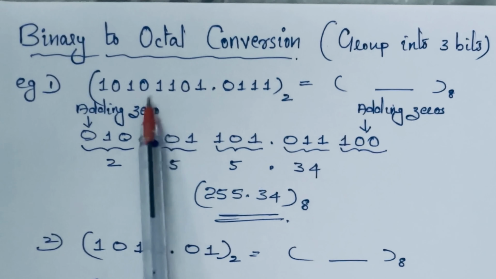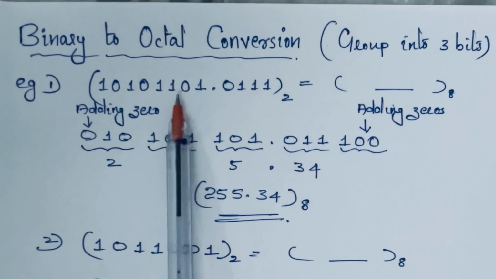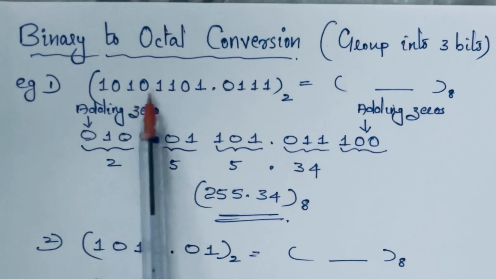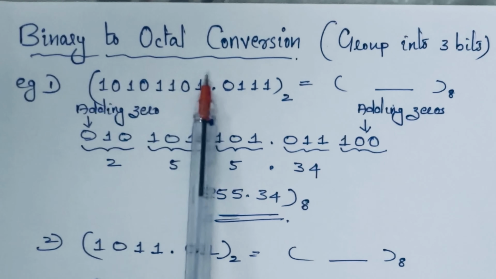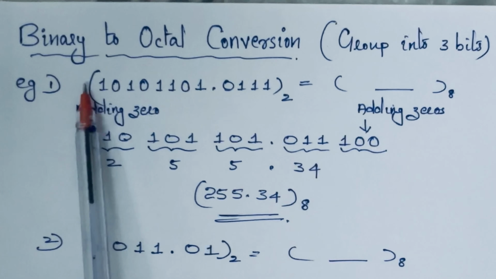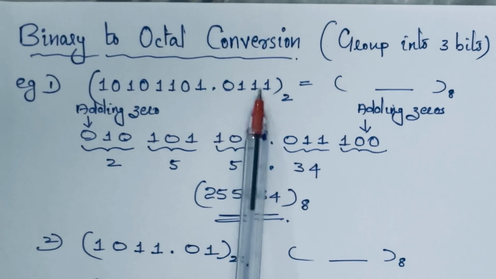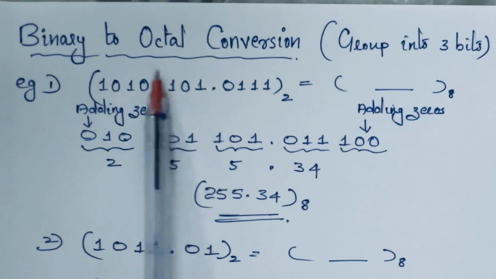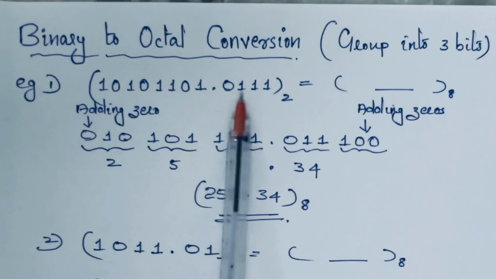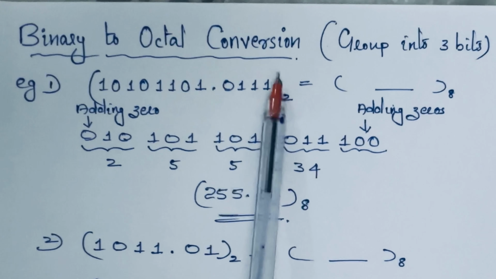have to start grouping these numbers into groups of 3 bits. For the integer part, we have to group from the LSB to MSB, groups of 3 bits. Grouping should be done from LSB to MSB. And for the fractional part, it should be from the MSB to LSB. That means for the integer part, it should be towards the left side, and for the fractional part, it should be towards the right side.